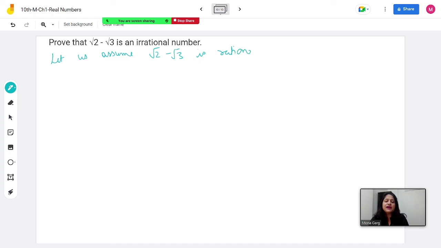ठीक है, सबसे पहले हमें कॉन्ट्राडिक्शन ही एज्यूम करनी है. उसके बाद रूट 2 माइनस रूट 3 अगर आपका रैशनल है, इट मींस इट कैन बी रिटन एज a अपॉन b where b is not equal to 0 and a and b are co-prime. तो ये वाली चीज तो मैं कभी भी नहीं भूलने वाली हूँ, बार बार मुझे लिखना ही होगा इफ आई वांट टू स्कोर फुल.